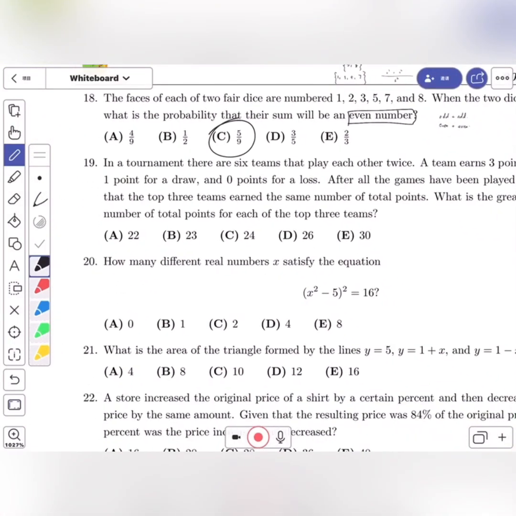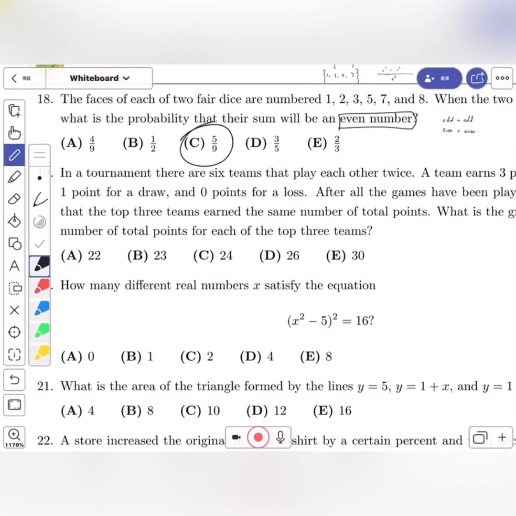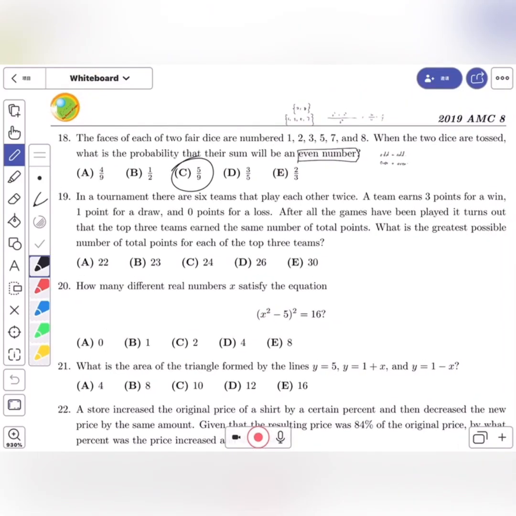Now let's go to number 19. So in a tournament, there are 6 teams that played each other twice. A team earns 3 points for a win, 1 point for a draw, and 0 point for a loss. After all the games have been played, it turns out that the top 3 teams earn the same number of total points. What is the greatest possible number of total points for each of the top 3 teams?